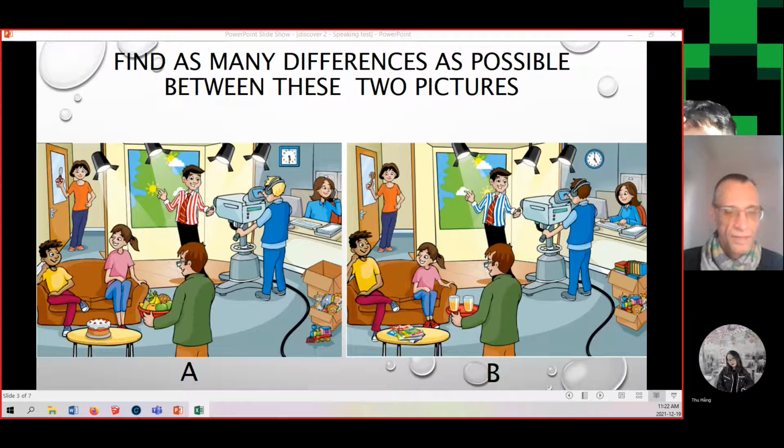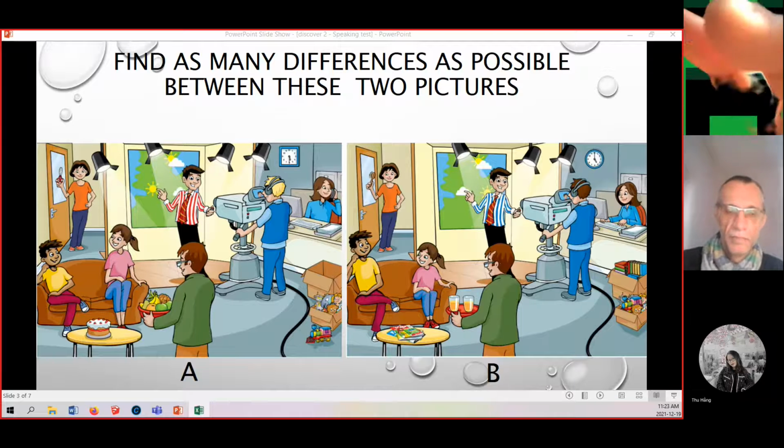In picture A, the cameraman here is yellow, but in picture B, he is brown. In picture A, the woman next to the door has scissors, but in picture B, she has brushes. In picture A, the sun is next to the man's finger, but in picture B, it's behind him.